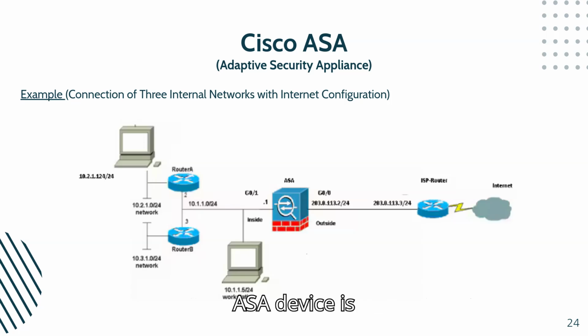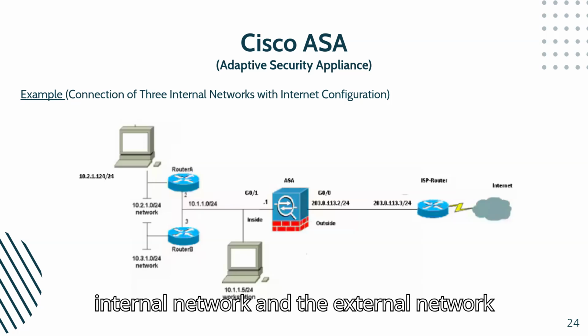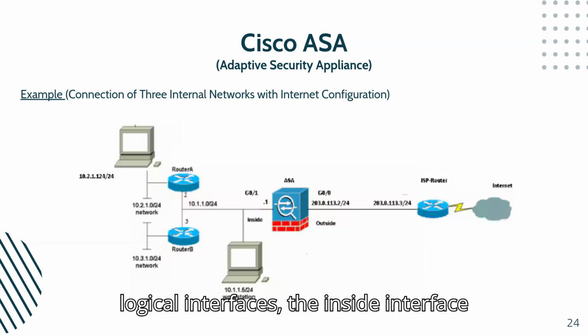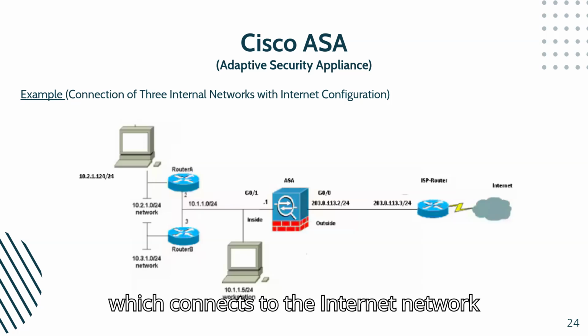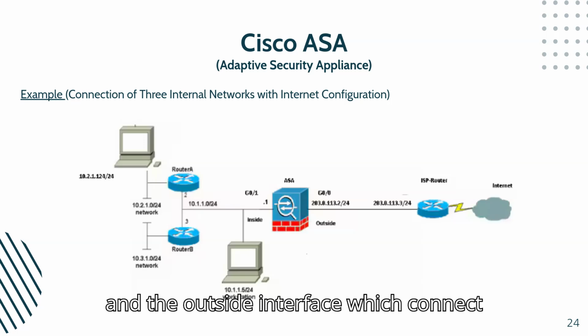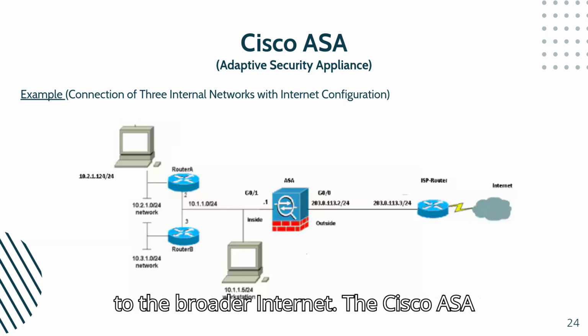The Cisco ASA device is strategically positioned between the internal network and the external network, or the internet. It has two logical interfaces: the inside interface, which connects to the internal network, and the outside interface, which connects to the router that serves as the gateway to the broader internet.